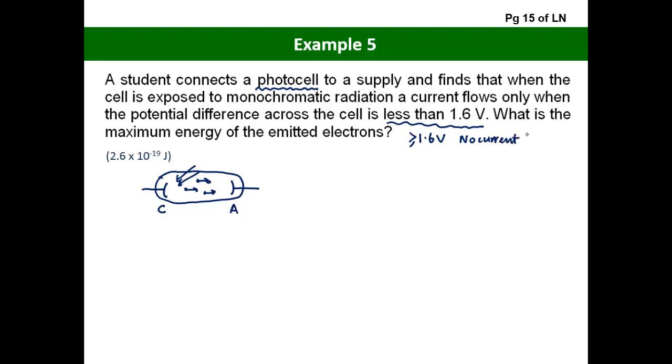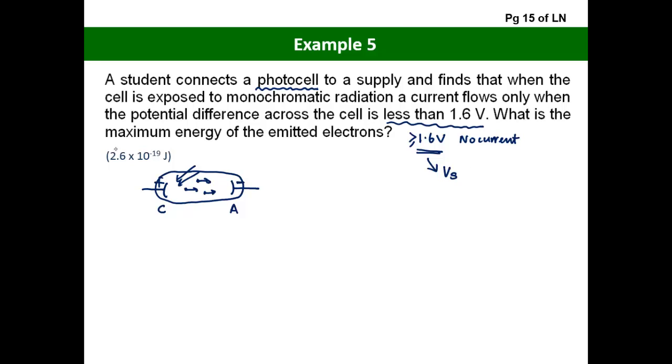So this information also tells us about the polarity of the cathode and anode. It simply tells us that the anode must be at a negative potential to the cathode, so it's able to stop the electrons from moving to the anode. Okay, and this 1.6, what's the significance of this value? We have a name for it. Yes, this is the stopping potential in our photoelectric effect.